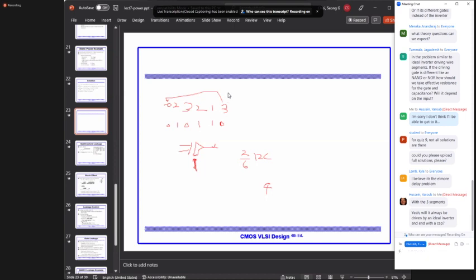I think the question is, will it always have an ideal inverter as the driver? No, I could give you something else, of course. And what would matter is actually your internal capacitances, right? If it's an ideal gate, resistance is always one. But what would matter is actually the internal resistance of the gate that's driving the wire.